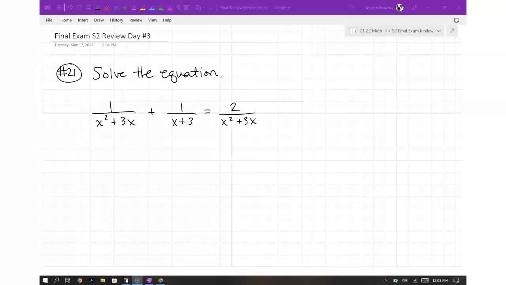All right, so here we go, guys. Day 3 of the semester 2 final review. Okay, so again, this is probably the hardest one of the day for today of our 10 problems that we're going to work on.